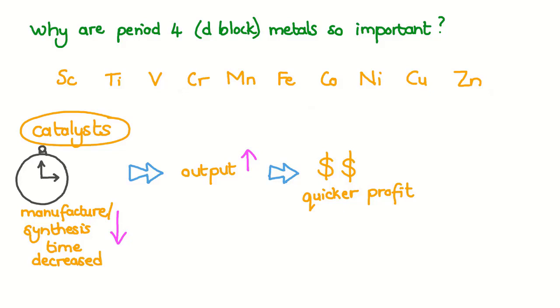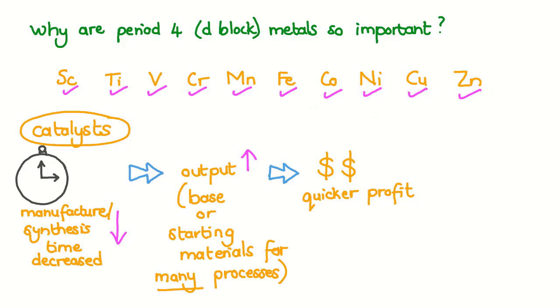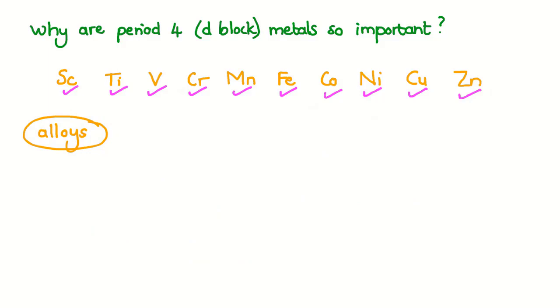The elements used as catalysts or in catalysts with other elements include scandium, titanium, vanadium, chromium, manganese, iron, cobalt, nickel, copper, and zinc, all of them. Besides decreasing synthesis time, these metals catalyze reactions which produce the base or starting materials for many industrially important processes. Much money is generated because so many reactions initially depend on these metal catalysts. All of these metals are used in alloys. Alloys have many uses in society and are critical to the economy.